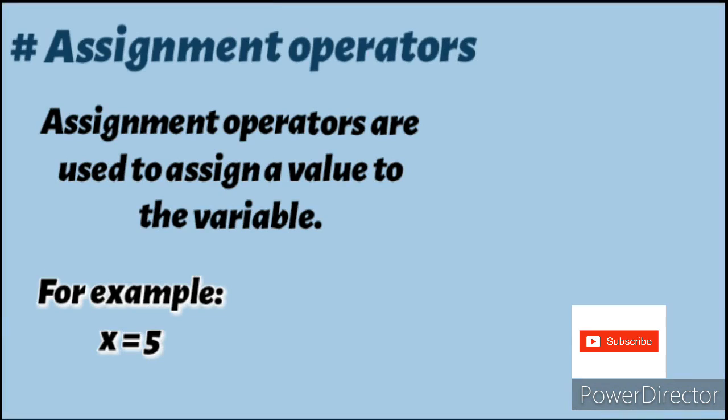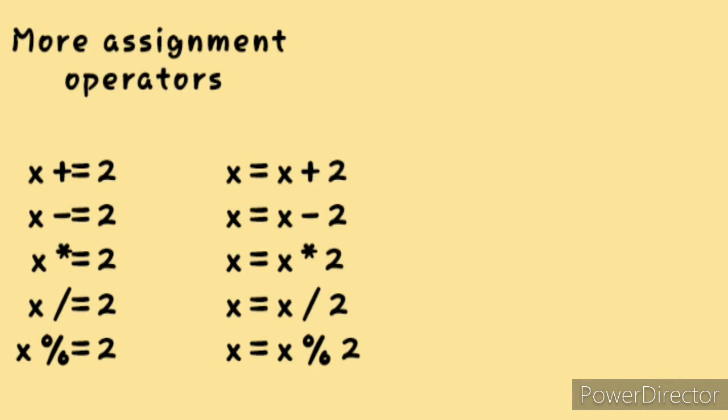The next type of operators are assignment operators. Assignment operators are used to assign a value to the variable. For example, x is equal to 5. That means we have given a value 5 to the variable x. There are many more assignment operators in Python. For example, x plus equal to 2 means we are adding 2 to x itself. It is the same for minus, multiplication, division and modulus.